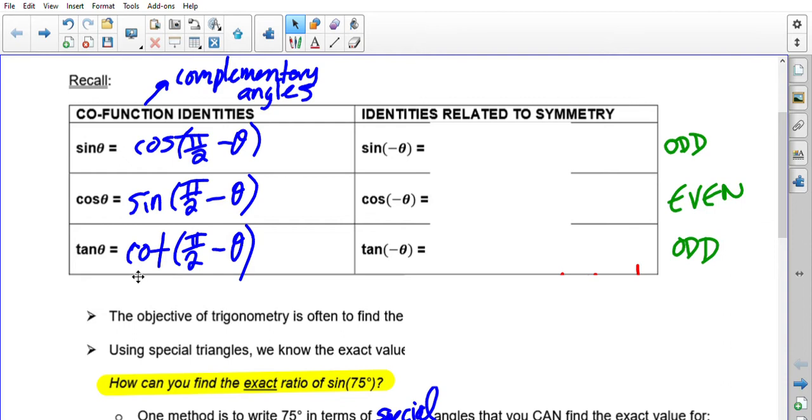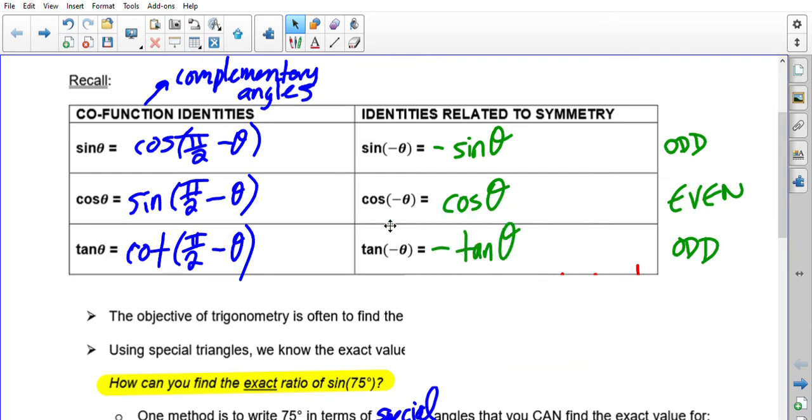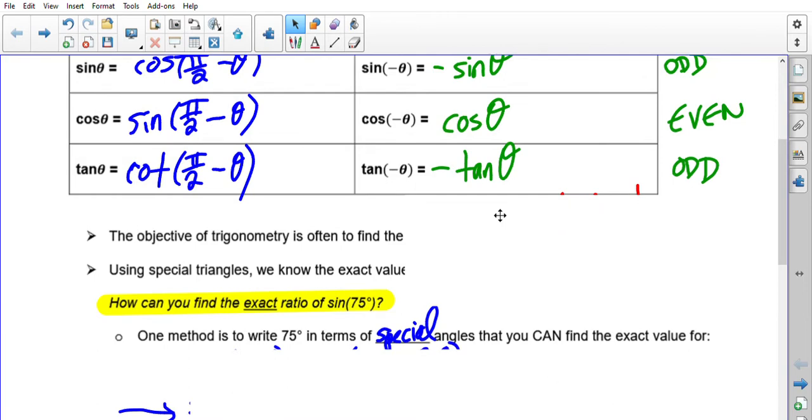Identities related to symmetry. Remember, because sine was odd, the rule holds that sine of negative theta is equal to negative sine theta. Cos is even, so cos of negative theta was equal to cos of positive theta. And tan had odd symmetry, so tan of negative theta was equal to negative tan theta. Okay, so we're going to come back to those on the next page.